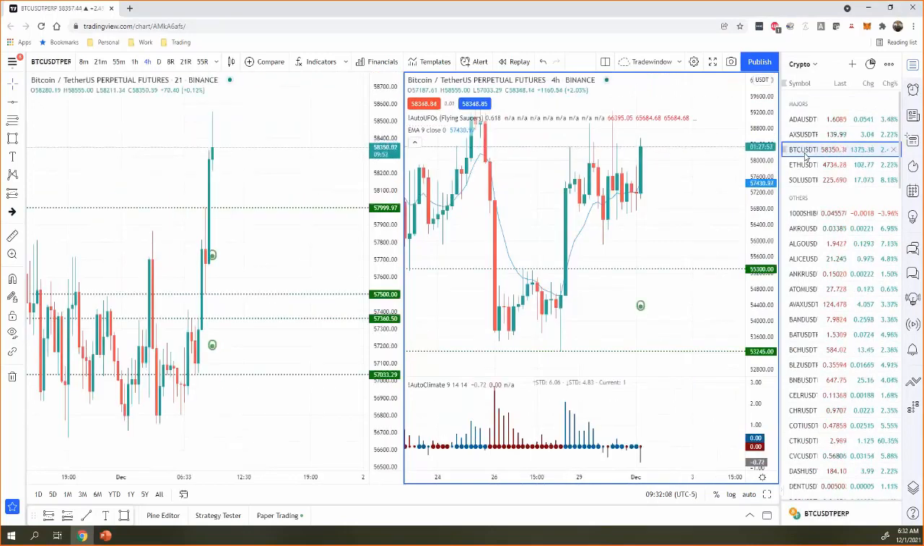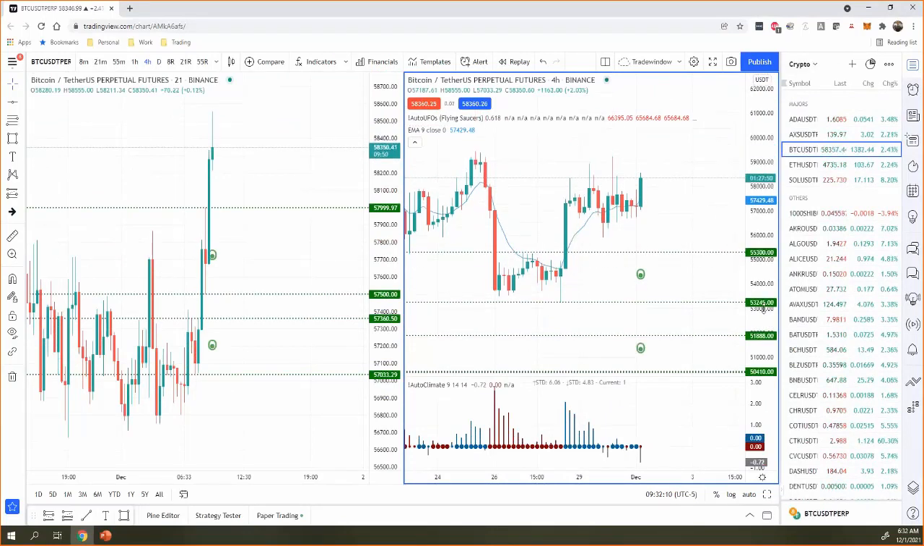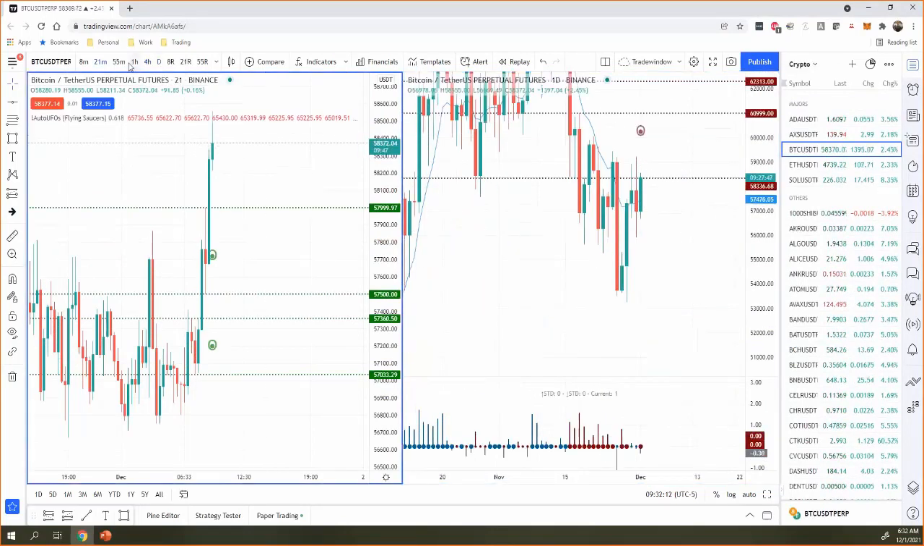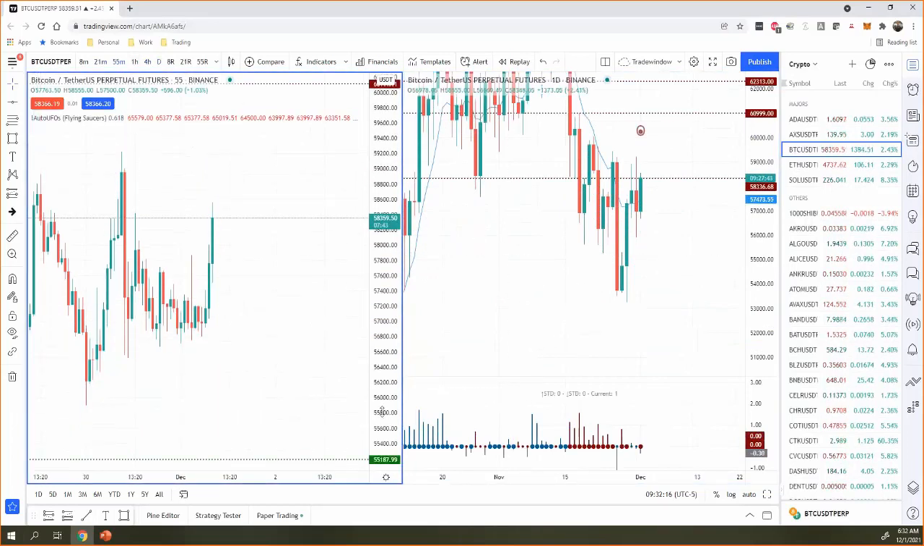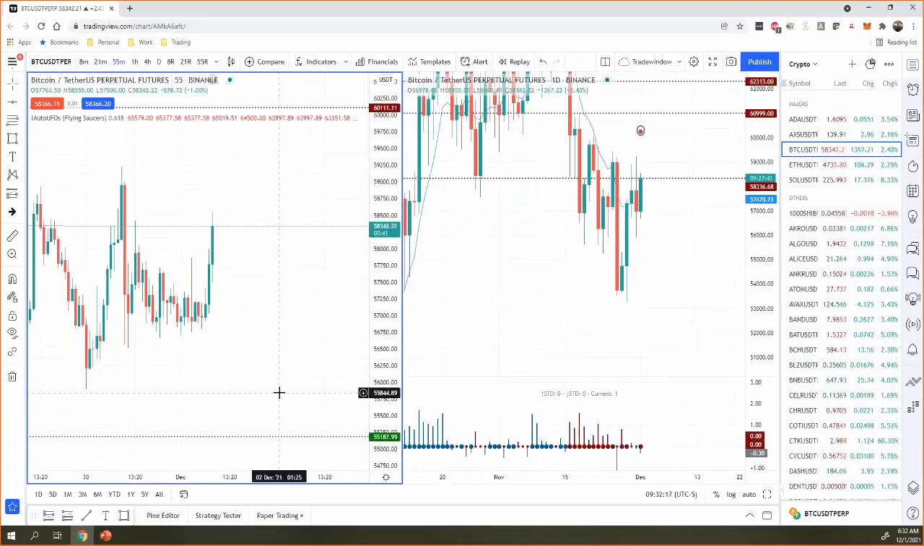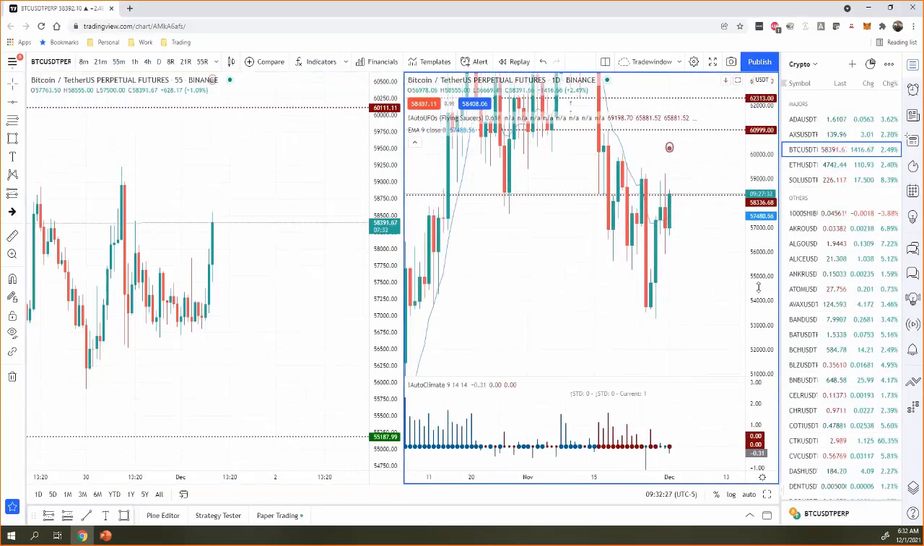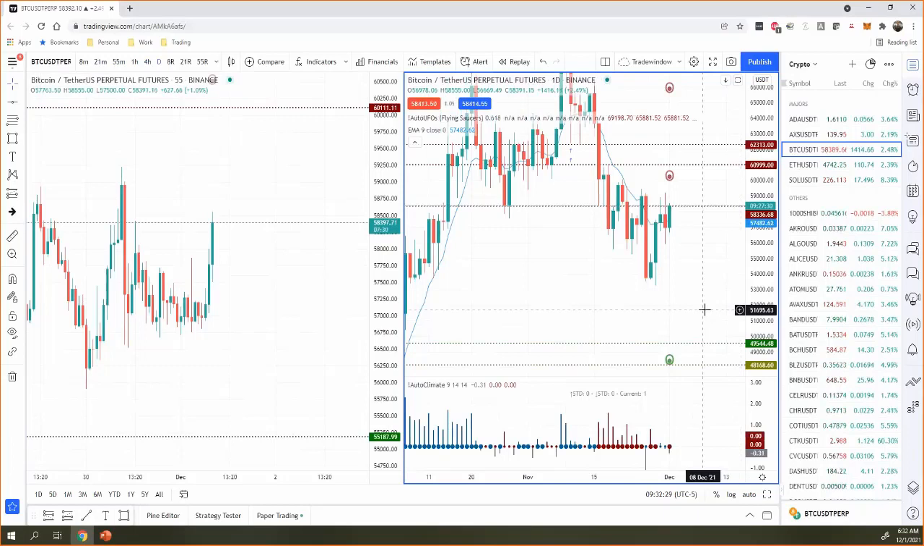Bitcoin ripping on up. All right, the daily with the 55-minute. Nice little rip to the upside here, 58,366. Now, as a full disclaimer, I've got a couple of positions long on Bitcoin, Ethereum, ADA. Well, that's it for now, actually.